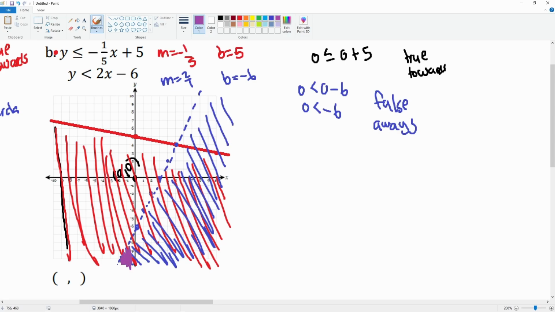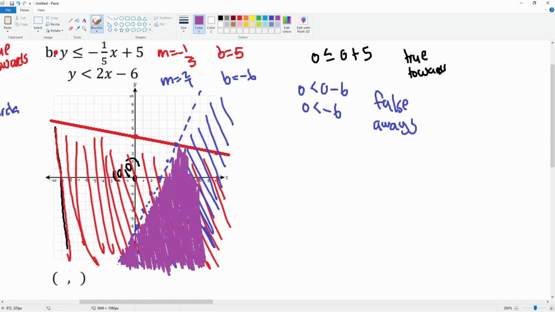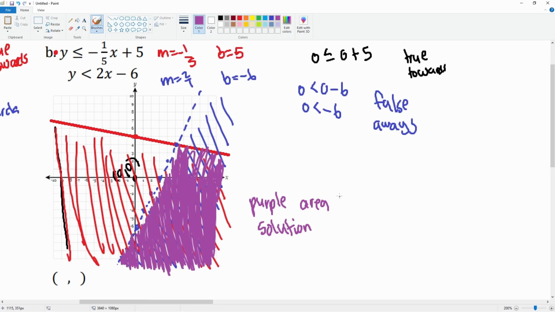So the solution set is going to be that intersection of the red and the blue. So it's everything here, right? This is everything that has an intersection. So anything in this region, the purple area, is the solution set. And anything here would be a valid solution. So probably what I can say is 10, negative 10 is a valid solution here.